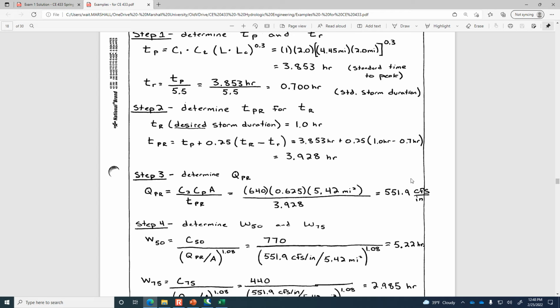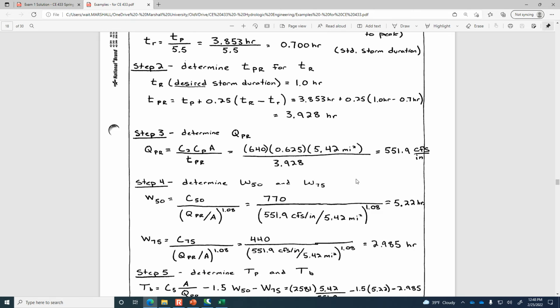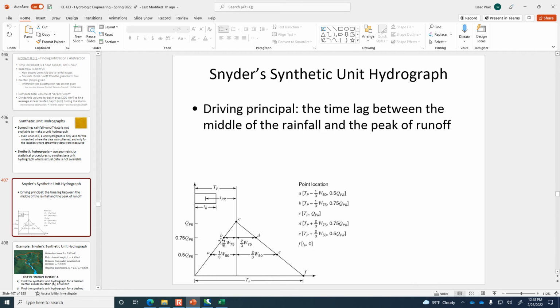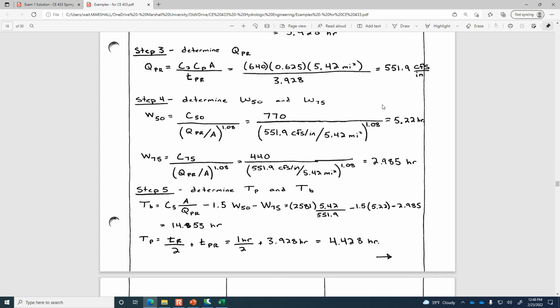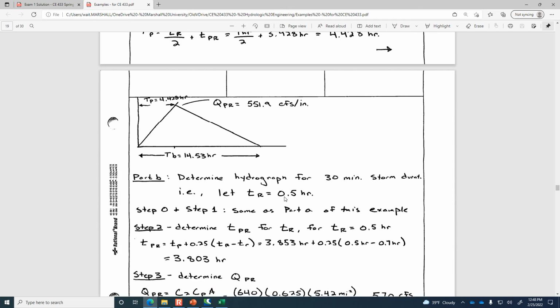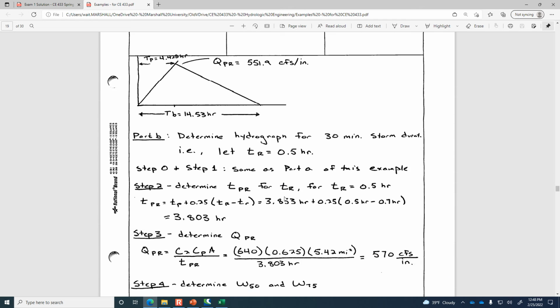But now if we wanted to find the width of it, step 4 is just finding out what the shape of it looks like, the W75 and the W50. Since it's a linear distribution, I'm frankly not sure why they bother calculating both of those. But let's say that we do, and find the width of both of those, and then from that you can determine how wide the overall hydrograph is. So I'll email you this so that you've got the solution.